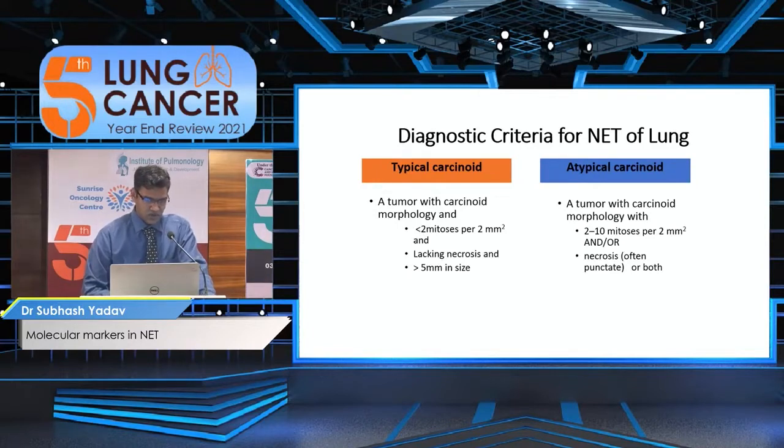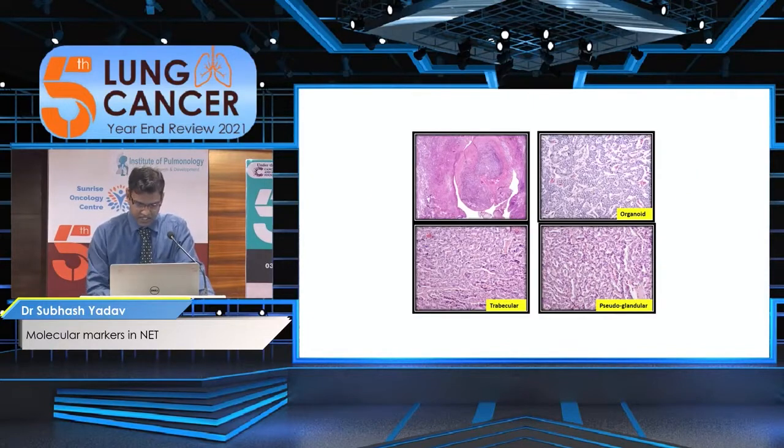So this is how a pathologist uses the diagnostic criteria for diagnosing a typical and atypical carcinoid. Usually there are less than 2 mitoses per 2 millimeter square, absence of necrosis, and a size of more than 5 millimeters. In atypical, everything can be the same, but the mitosis increases, it has to be between 2 to 10, and/or necrosis is present. This histomorphology picture shows an organoid pattern. It can show glandular, but those are pseudoglandular, and nests of tumor cells.